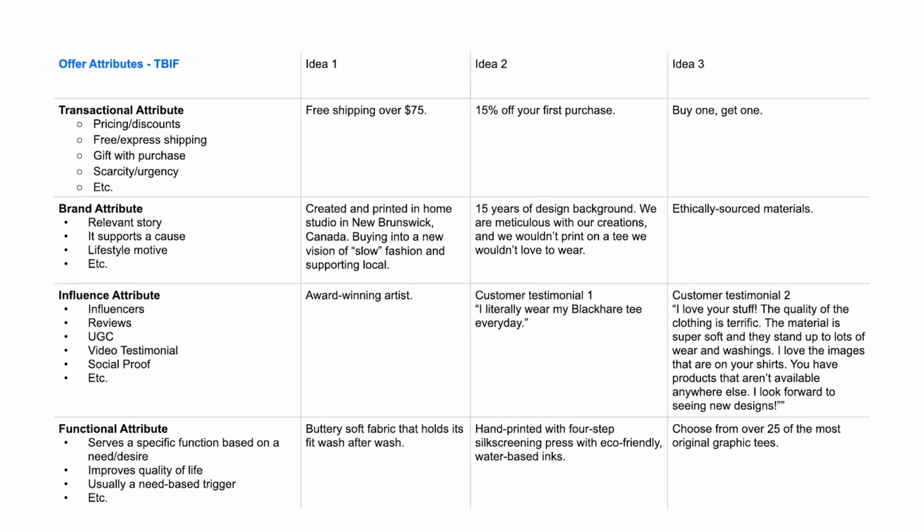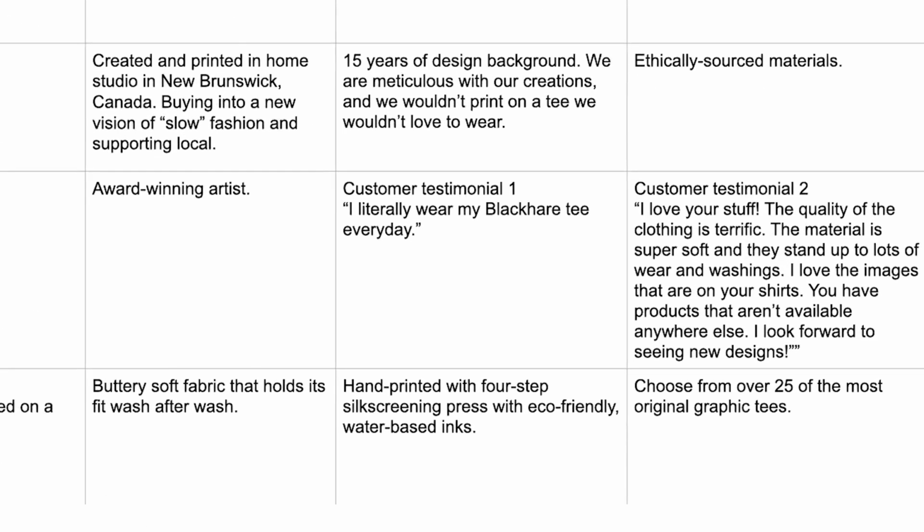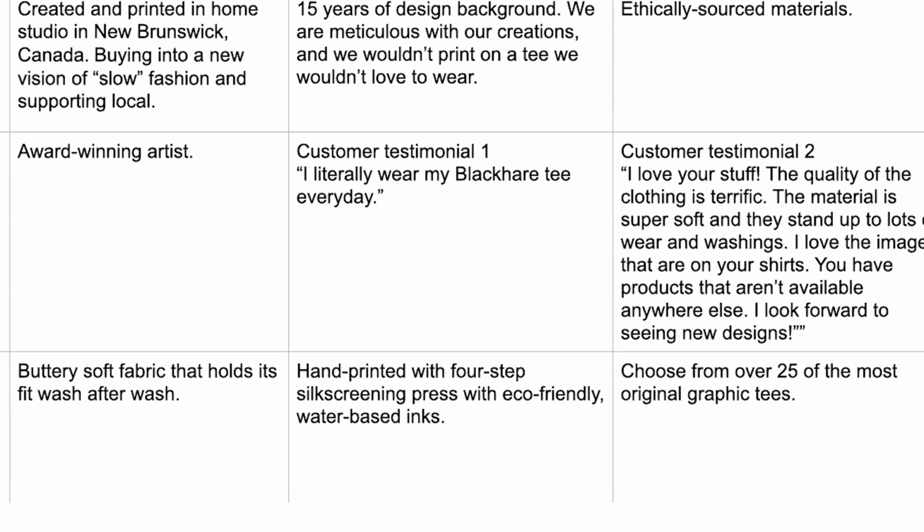The last section is functional attributes. These t-shirts are made from buttery, soft fabrics that hold the fit wash after wash. They are hand printed with a 4-step silk screening press and eco-friendly water-based inks. And we have a lot of options. You can choose from over 25 of the most original graphic tees. So that is how you're going to flesh out your offer attribute exercise.